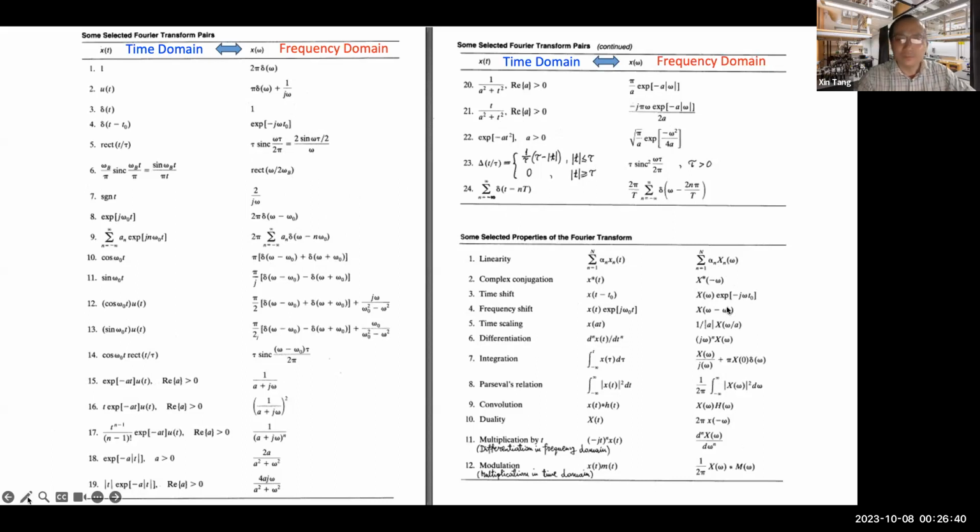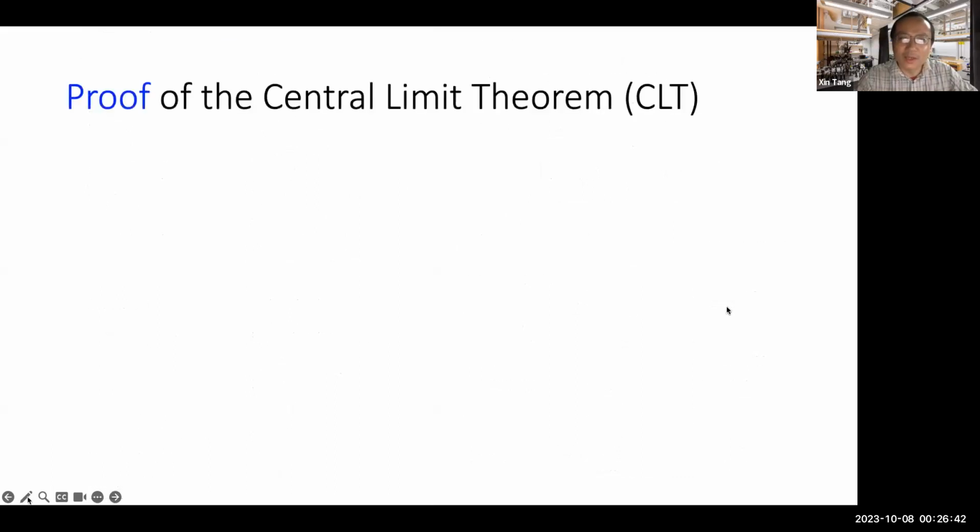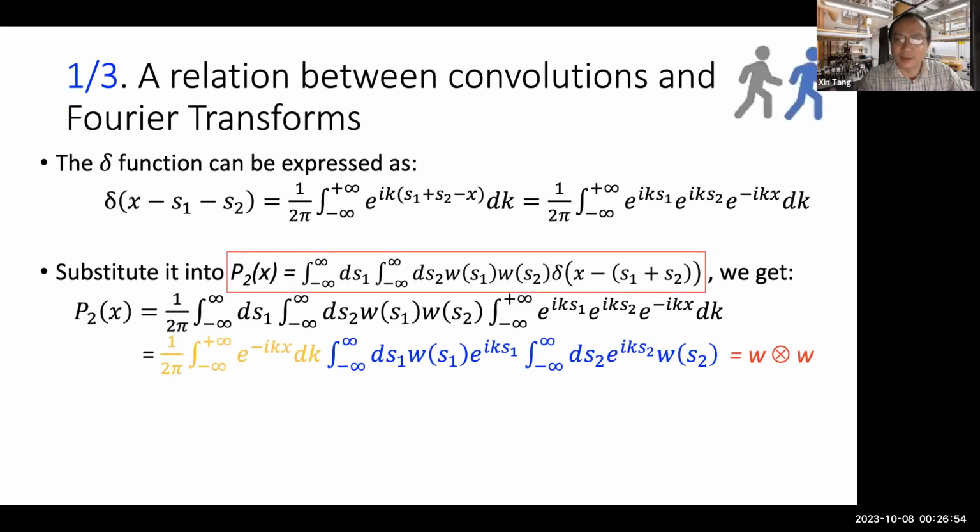Now with this, we can continue last lecture's derivation. In the last lecture, we talked about how to prove the central limit theorem by the fact that convolving one distribution with itself many times makes it become a Gaussian distribution. We want to prove that.